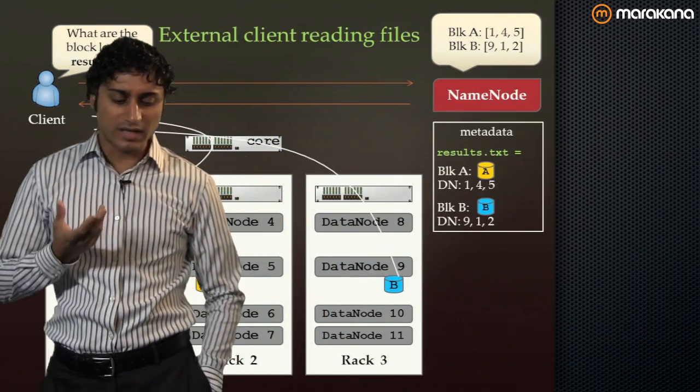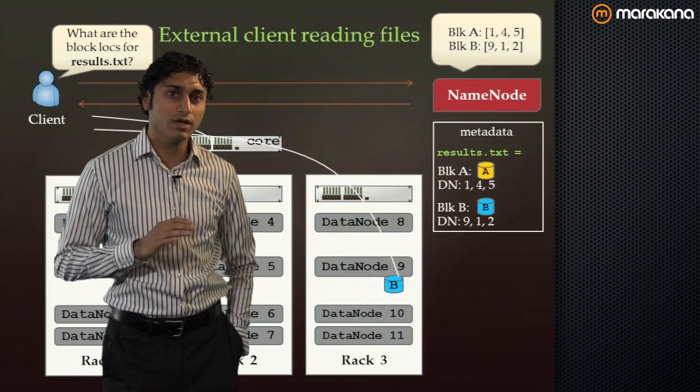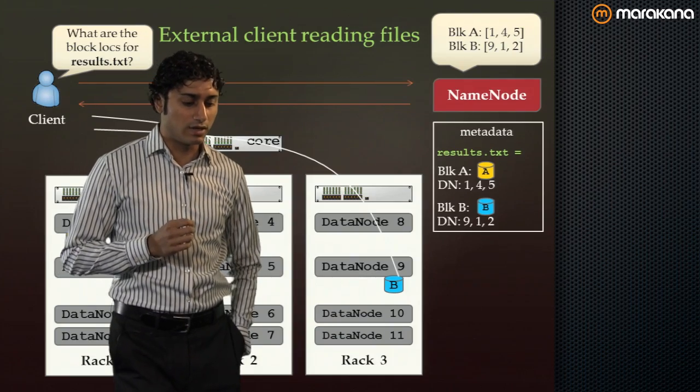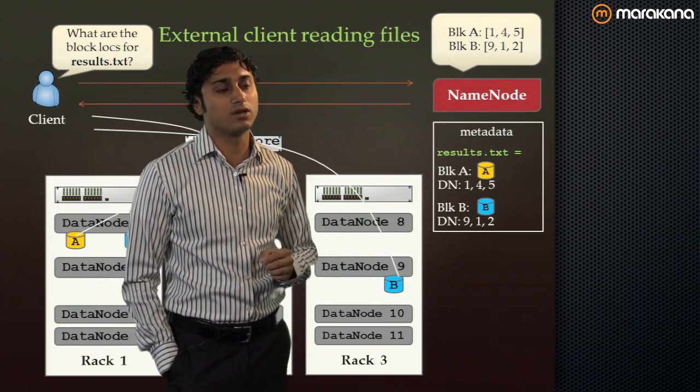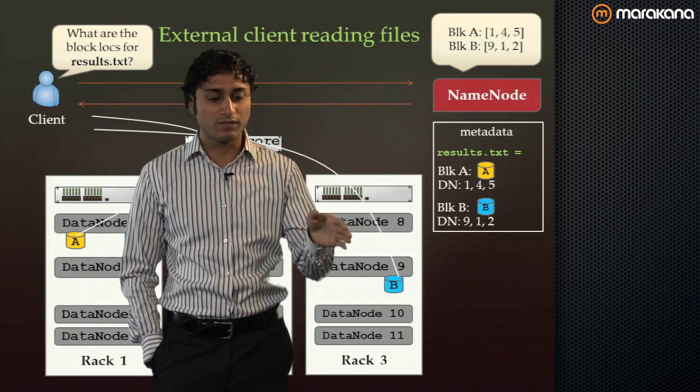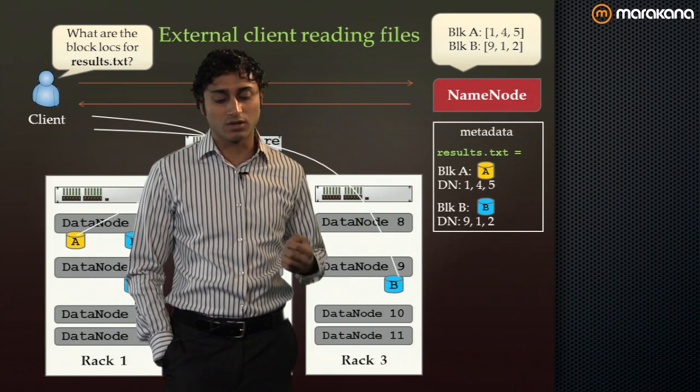You can think of the name node kind of like a bookkeeper in a library. In a library, if you want to find a book, you're not going to go randomly from shelf to shelf looking for the book. That would take too long.